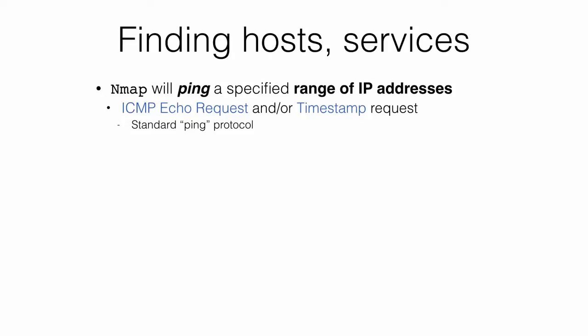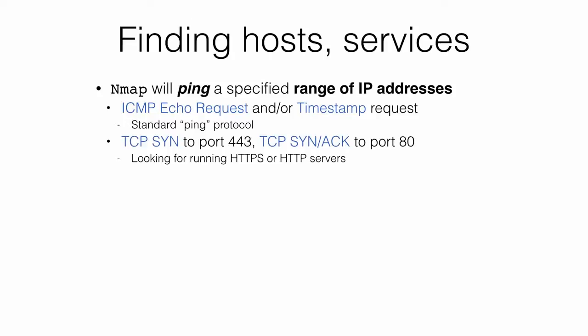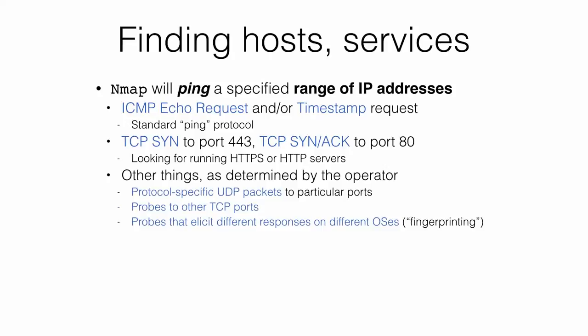Now, sometimes these packets are dropped by routers or firewalls, and so other packets should be injected as well. We might send TCP SYN or TCP SYN-ACK messages to ports 443 or ports 80. If we get any sort of response, that suggests that an HTTP or HTTPS server, that is, web servers, are running on these ports. Nmap will try other things as well as designated by the operator.